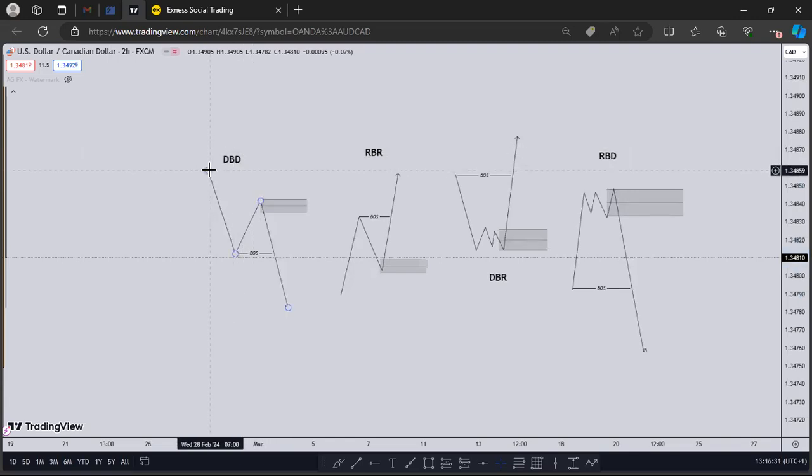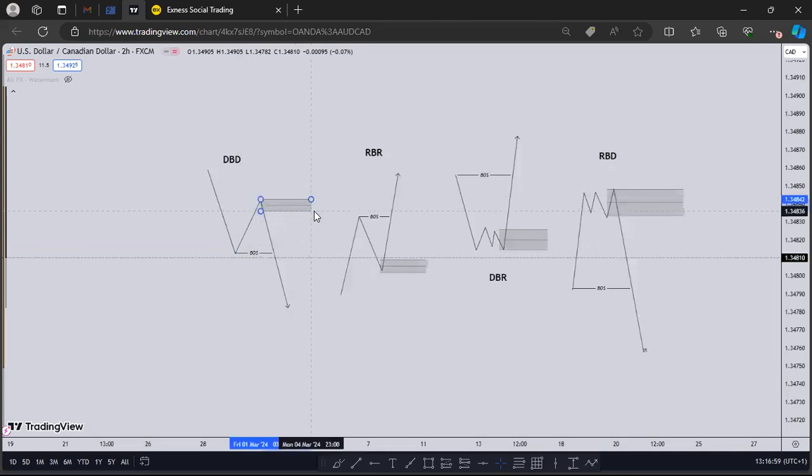Drop-base-drop says that the market is going all the way to the downside, making a pullback, a retracement, and dropping all the way again. So this retracement the market made, and then dropped all the way to the downside to break the overall structure. This particular retracement, which is the pause, is the drop base. This was the pause before the impulsive move all the way to the downside again, breaking a recent structure.